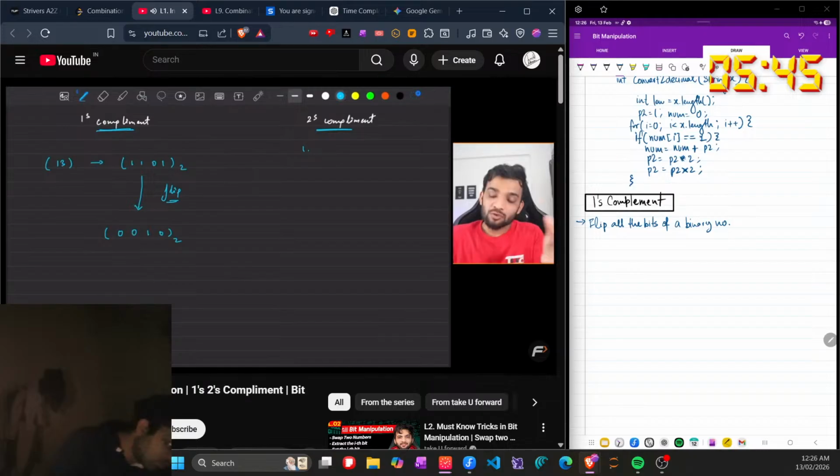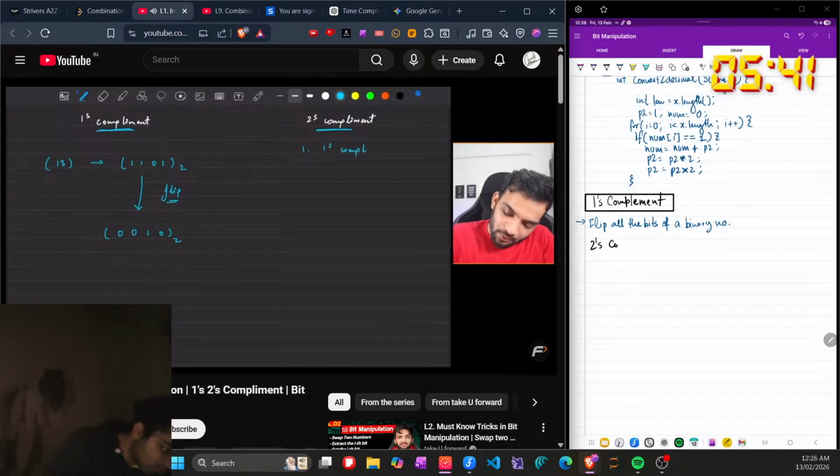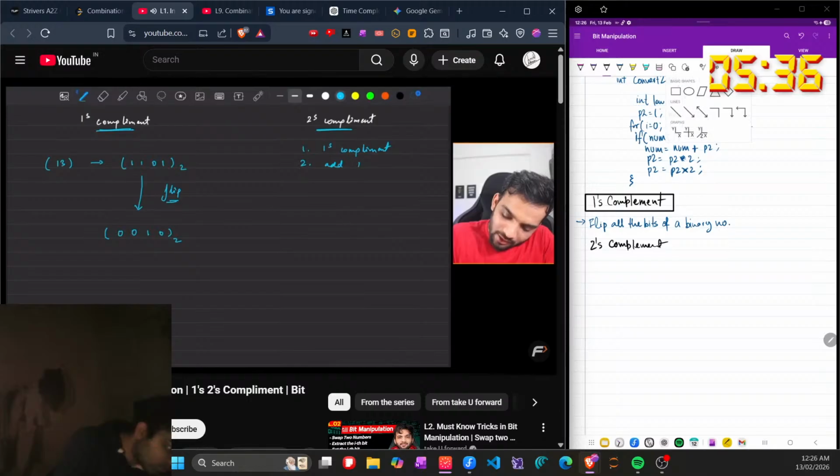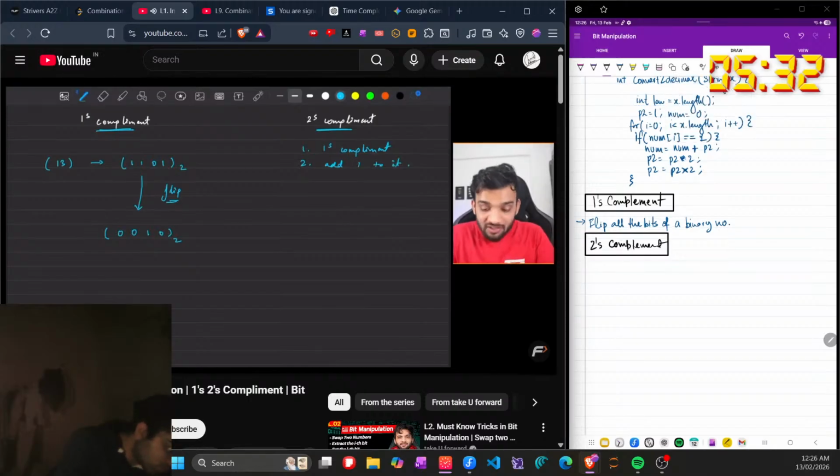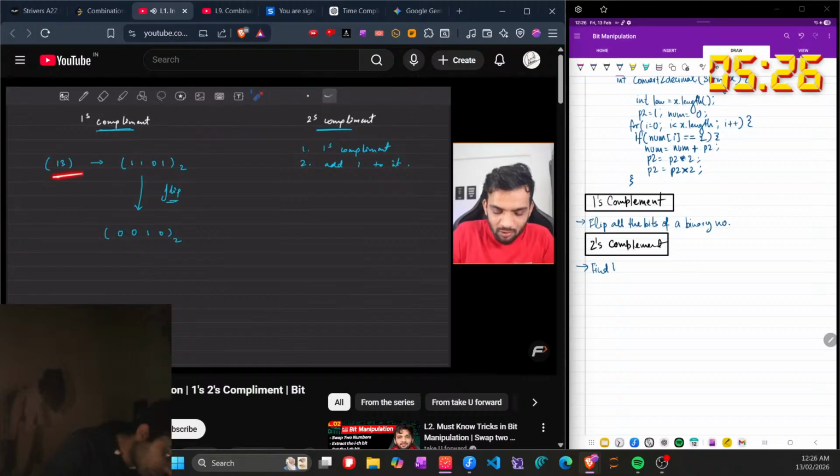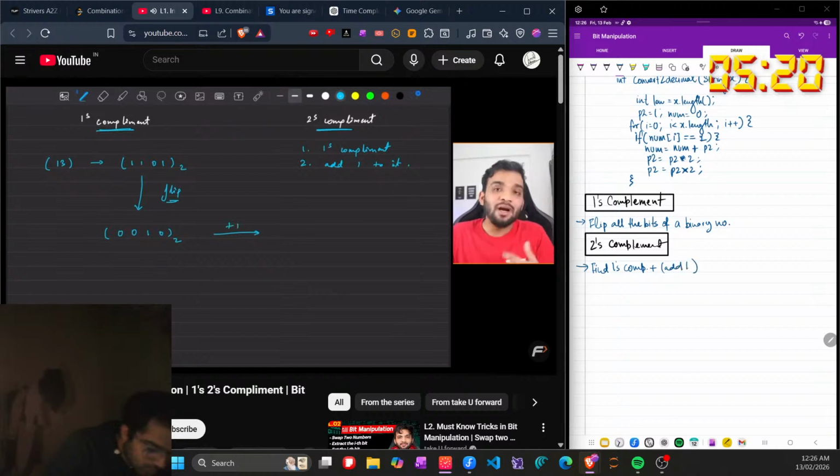Step 1 of 2's complement is figure out the ones complement of the given number. And step 2 is add a 1 to it. Add a 1 to it. Quite simple. So if I ask you, hey, 13's 2's complement, it's very simple. You convert 13 to its ones complement. Once that is done, you add a plus 1 to it.